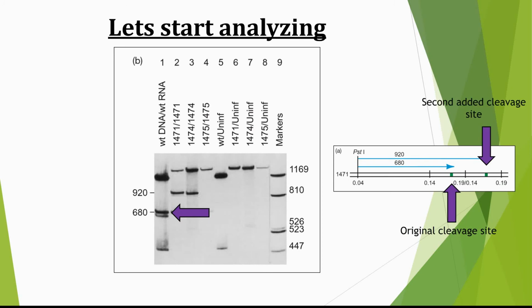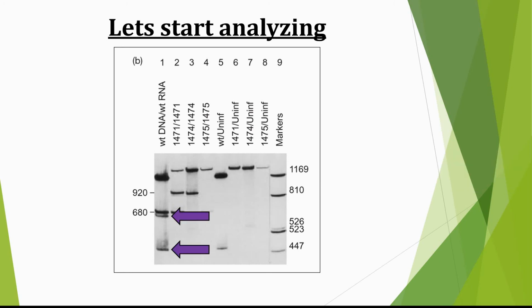Remember that they added this second poly-A signal to the wild-type DNA to create 1471, which is shown here. Because the wild-type DNA does not have the second poly-A signal at 920 nucleotides, this is what we would expect to see, a band corresponding to a fragment of length 680 nucleotides.